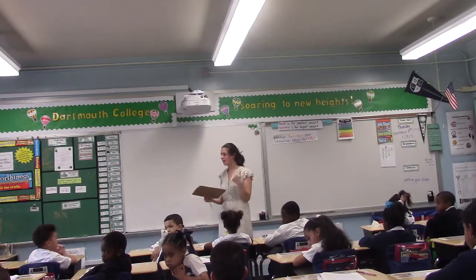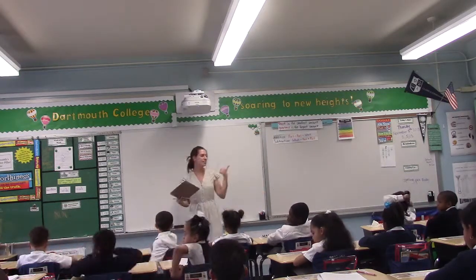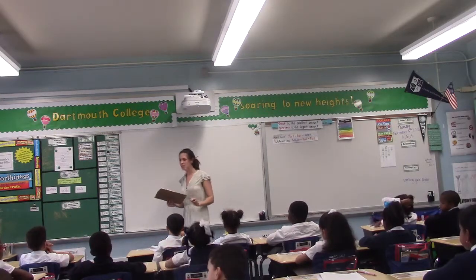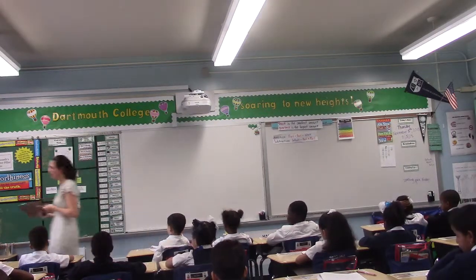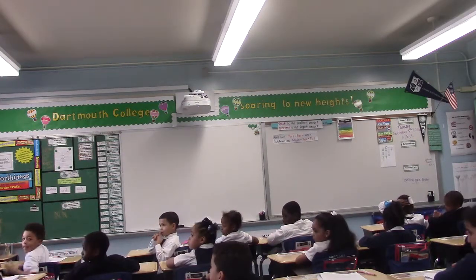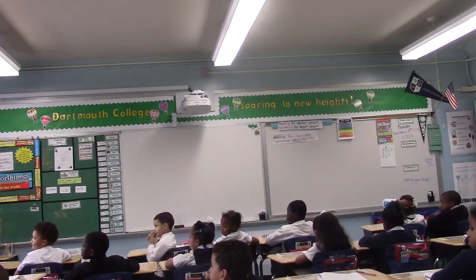Okay, back to me. So I like how Jensen said the conflict, that grandfather's sick and he can't take care of the farm. Then he said how it was resolved and used all those evidence for how that conflict has been resolved. Let's give him 2 claps. Nice job.